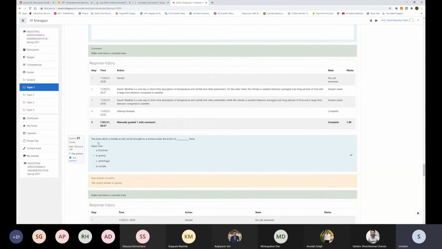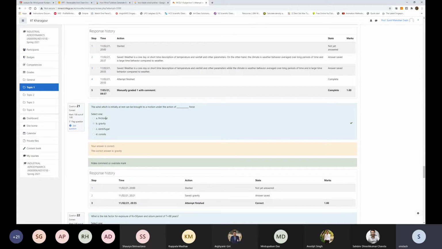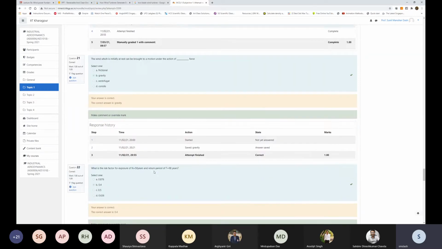Then the next question is, the wind which is initially at rest can be brought to motion under the action of which force? Out of the four options, gravity will be the correct answer, because the remaining forces act when the wind is already in motion. So when the air is stationary, it can be brought to motion by the action of gravity.